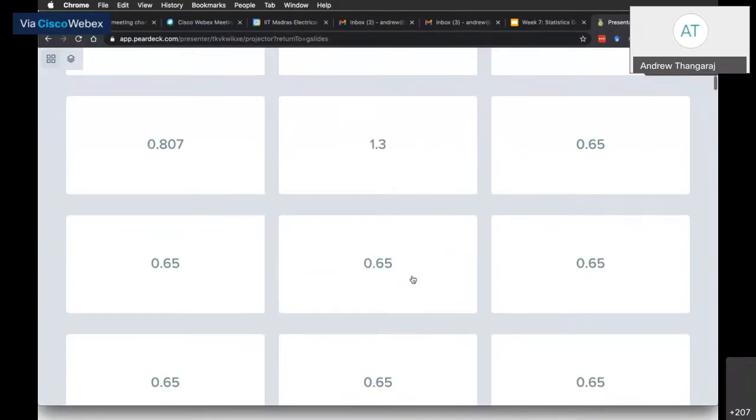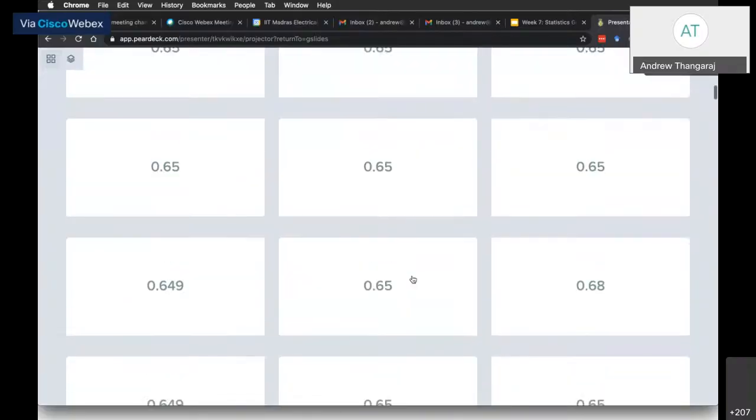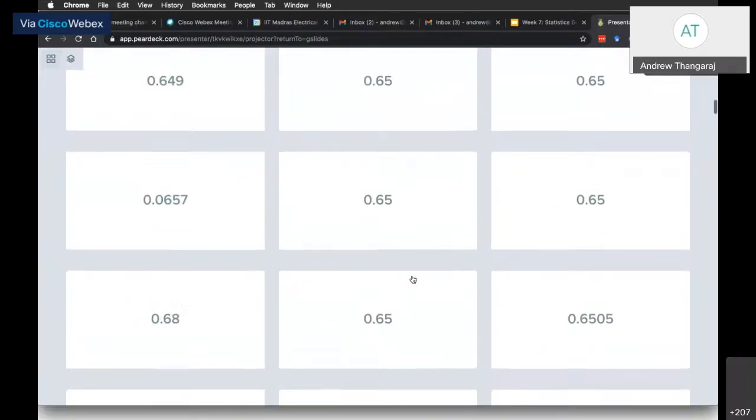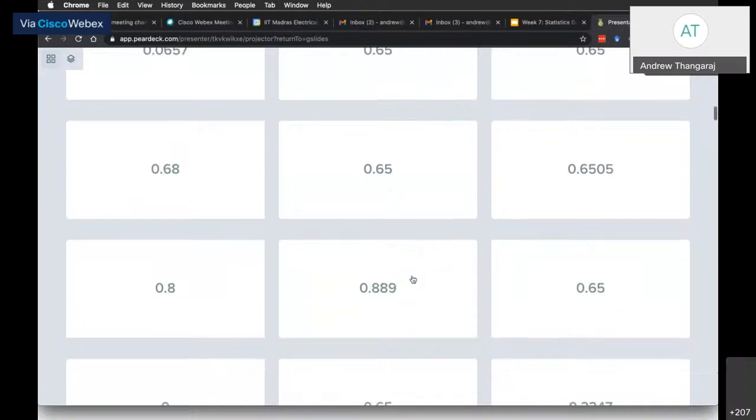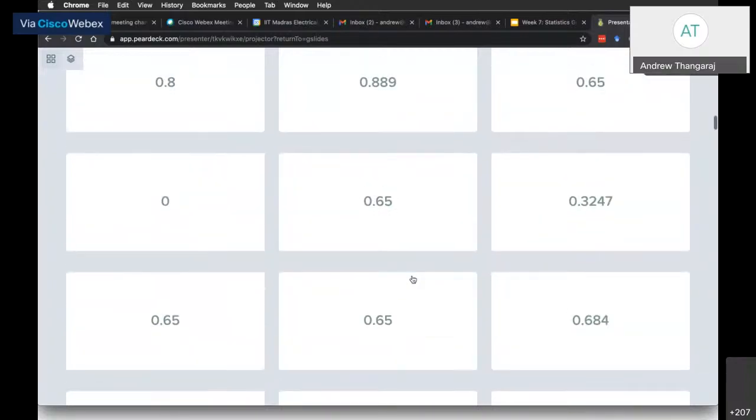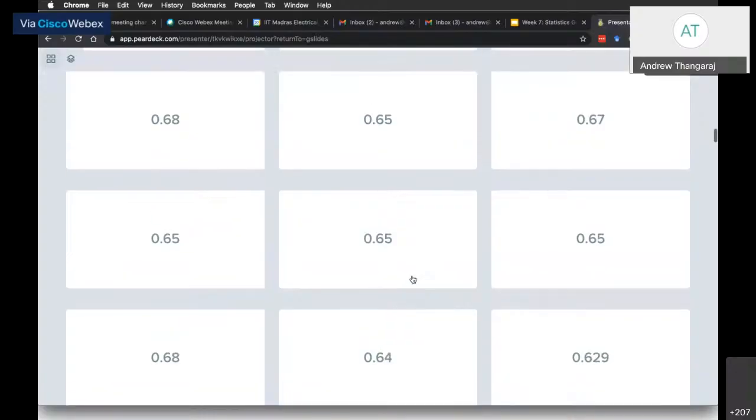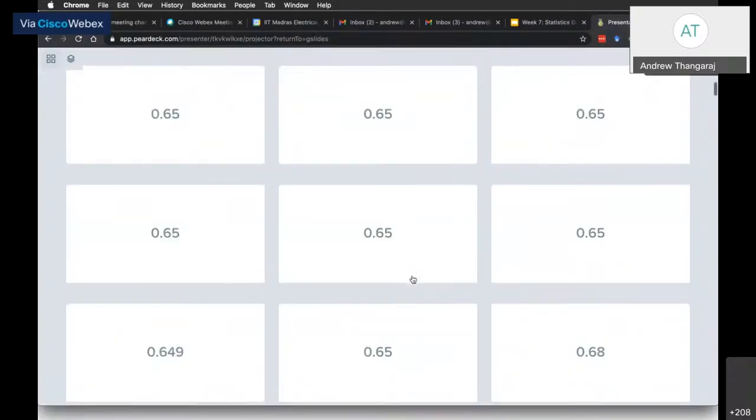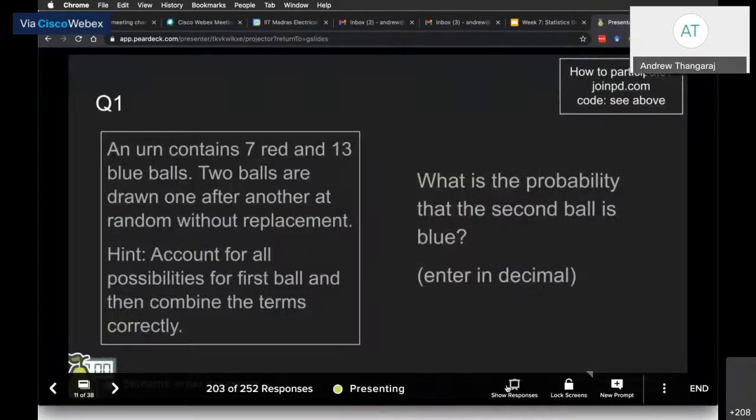There are a few other answers, 0.8 and then 0.06 and 0.889. There's somebody who said 0. All right. So this maybe is the first time for some people seeing questions of this nature.